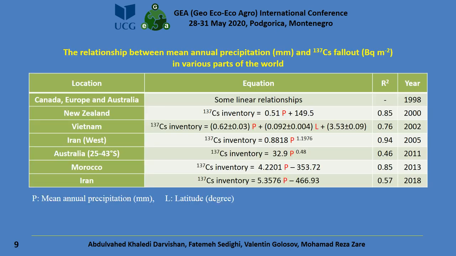Researchers all around the world have tried to find relationships between the mean annual precipitation and latitude with cesium-137 fallout. You can see some equations, for example, for Canada, Europe, Australia, New Zealand, Vietnam, west of Iran, some latitudes of Australia and Morocco, and also for the whole of Iran. All the equations were prepared for cesium-137, and because of the reasons I explained before, it is very difficult to find acceptable equations to estimate lead-210 in the reference site.